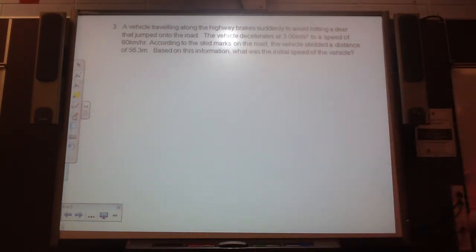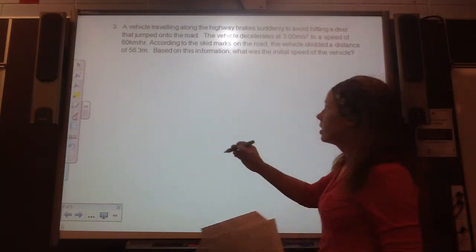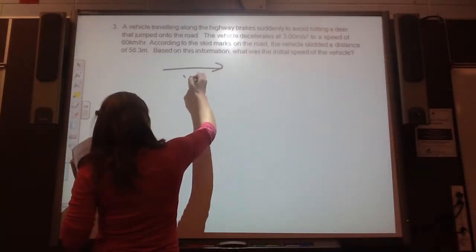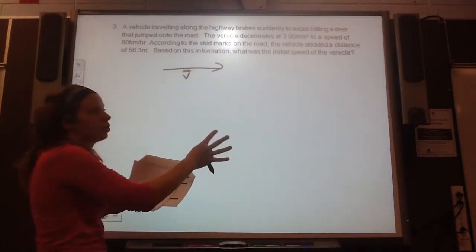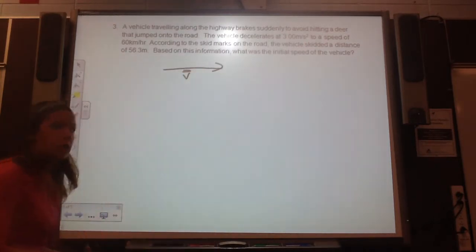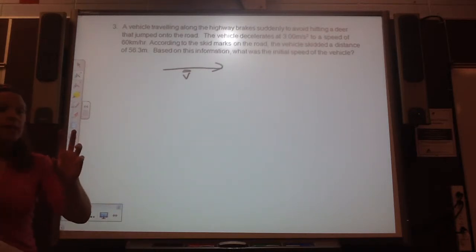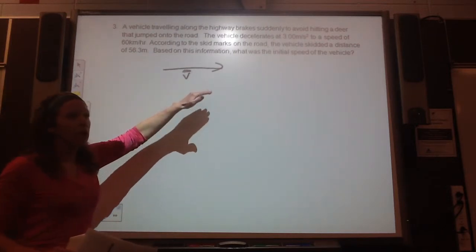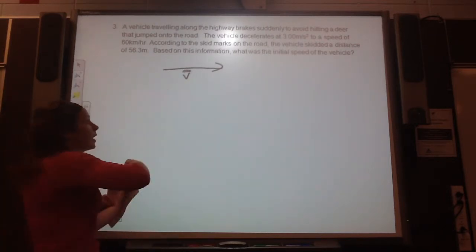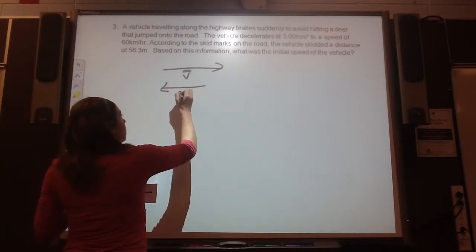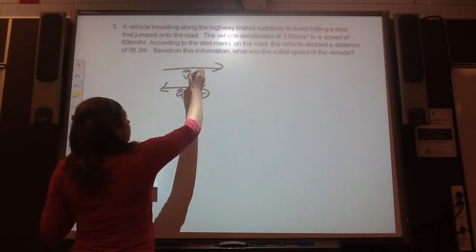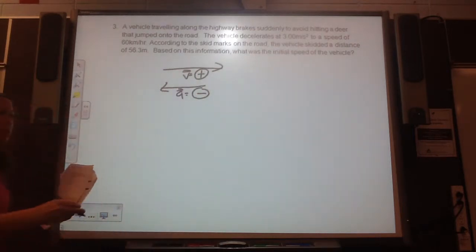So here I am not given direction, like I'm not given east-west. So I'm going to say that my velocity is just going to go in a positive direction. That's my initial direction, right? So positive. If I'm slowing down, is the acceleration in the same arrow or the other way? The other way. So my acceleration, I need to think about it as being negative. My velocity is positive.